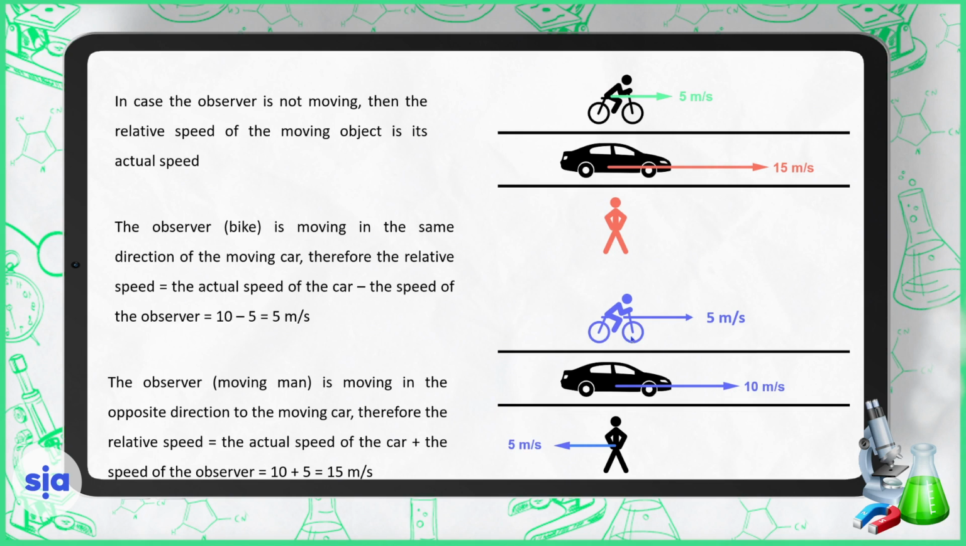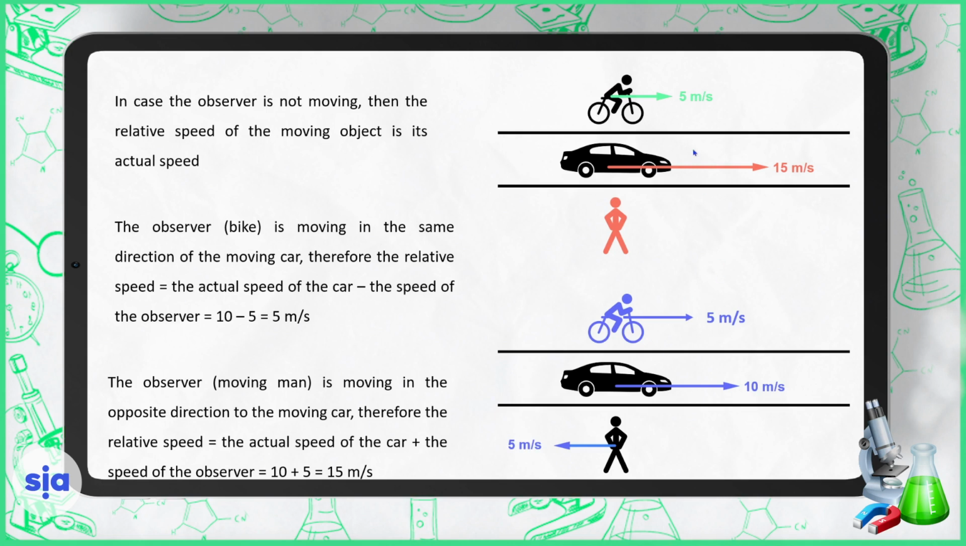What about if the observer is moving on this side, at the opposite side of the car, and the speed is 5 meters per second? So we can say that the relative speed here is 10 plus 5, which is equal to 15 meters per second, as if the observer is observing this car moving at 15 meters per second. Is this real? No. This is the relative speed.